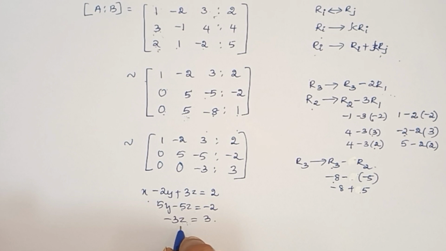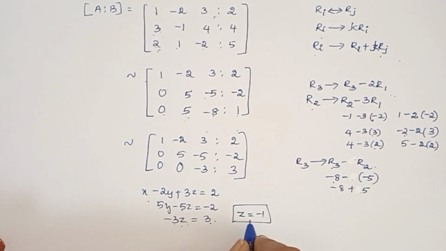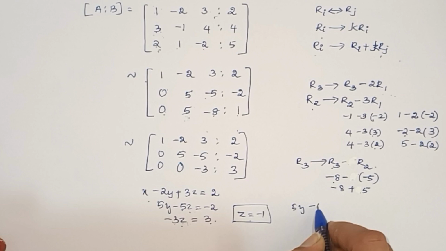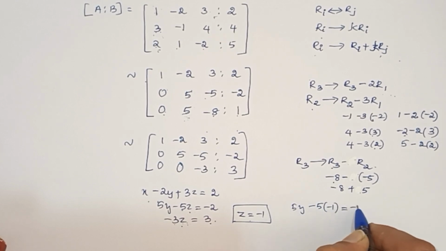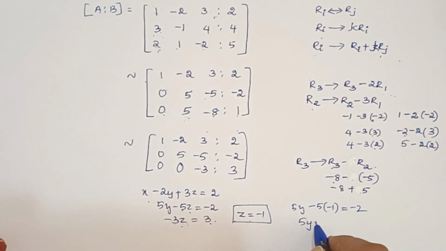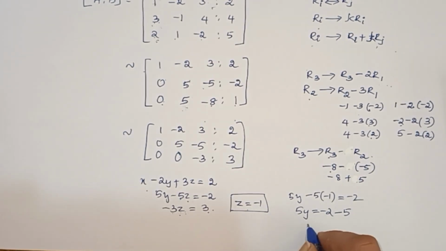So see here, z equal to -1, because -3z equal to 3, so z equal to -1. Put that value of z here. So 5y minus 5 into -1 equal to -2. That is 5y plus 5 equal to -2. Here, when you take the plus 5 to the right hand side, you will get -5. So this gives y equal to -7 by 5.